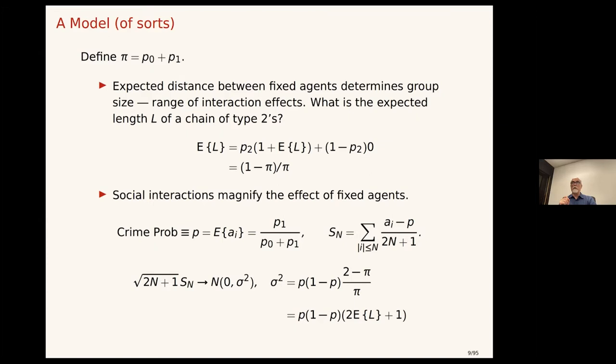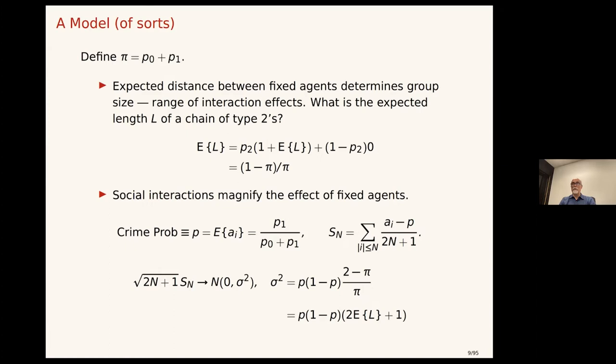If everybody is independent, if everybody is either a saint or a sinner, and there's none of the social interaction effect, then the expected chain length is zero. And this is P times 1 minus P, which is the calculation that we've all remembered almost since birth. But as the chain length grows, you can see that the variance increases. And this is the point of Glaeser, Sacerdote, and Scheinkman's paper.